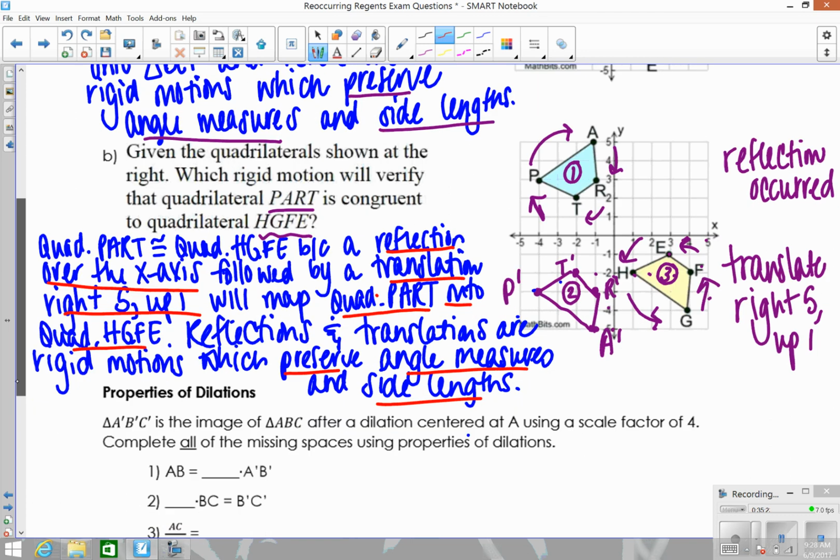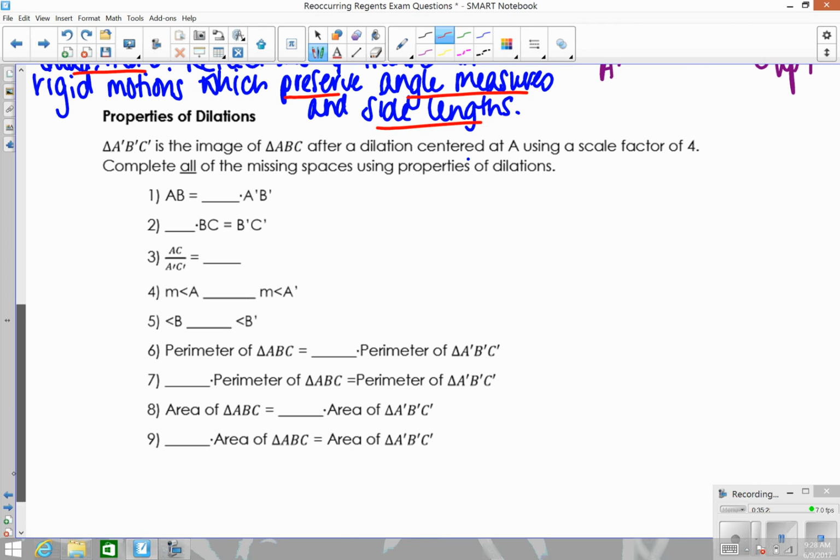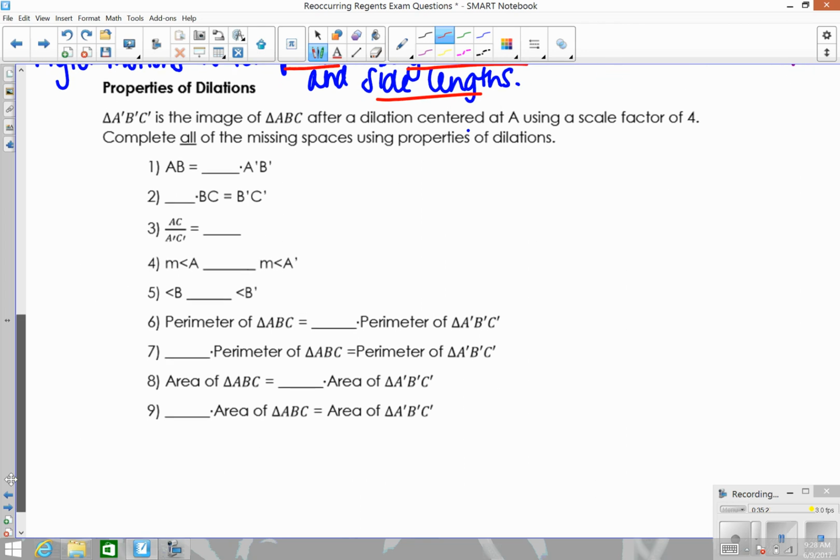So then the last thing here is just more with properties of dilation. So these could be like multiple choice type questions. So I have A prime, B prime, C prime is the image of ABC after a dilation centered at A using a scale factor of 4. So let's just start with drawing this out. So I'm just going to pick a triangle here, A, B, C.